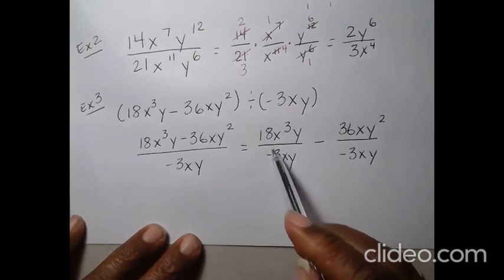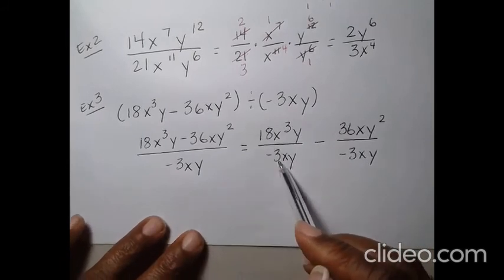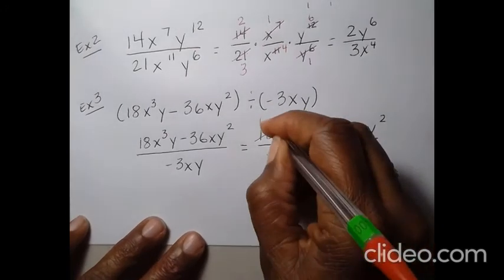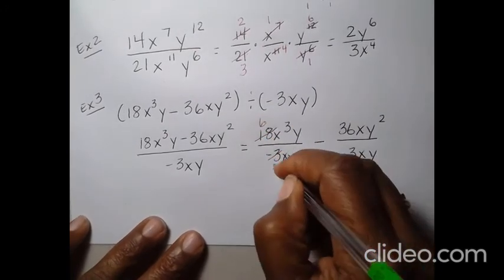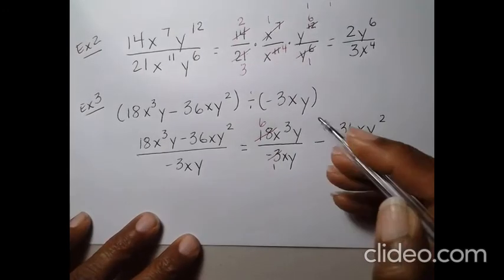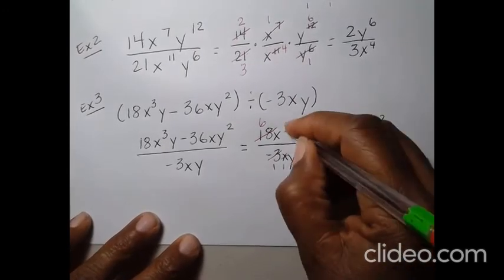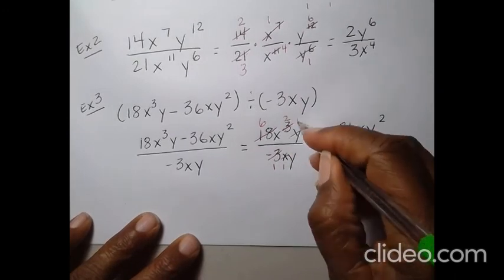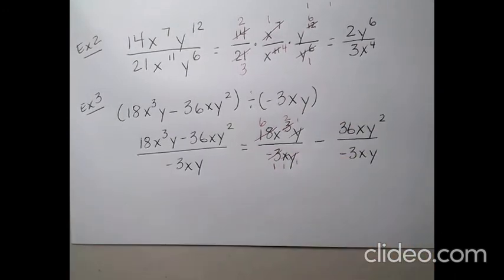18 and 3 has a least common divisor of 3. So we got 3 going into 18 is 6. 3 going into 3 is 1. We have x cubed here and x. This reduces to 1 and this becomes x squared. And we have 2 y's. Both of these y's reduce, they cancel each other out.